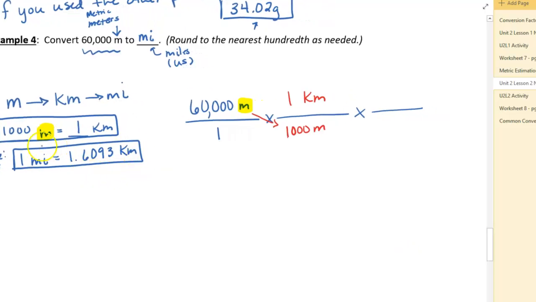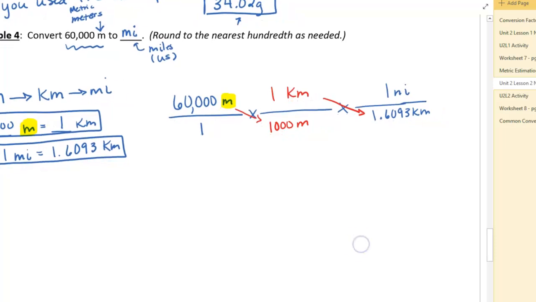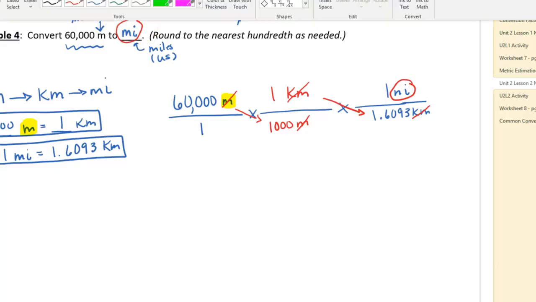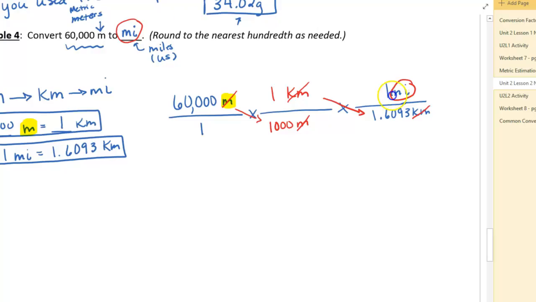So our bridge is going to come next. We're going to put kilometers in the bottom so that they will cancel out. So it's 1.6093 kilometers. And on top we have 1 mile. So now if we look at our units, our meters cancel out, our kilometers cancel out, and we're left with miles, which is what we were asked to find. So now we're ready to do the math.